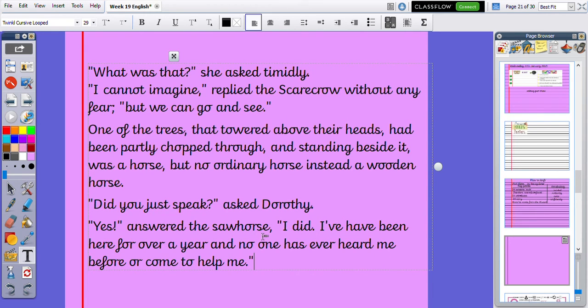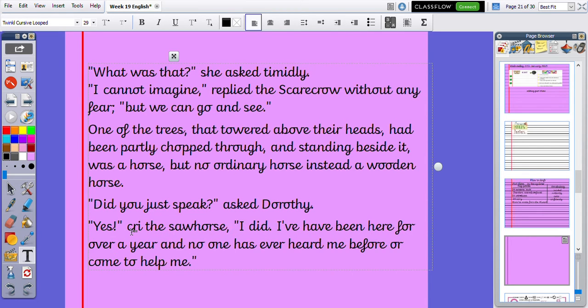We could maybe say that the sawhorse answered he'd be happy about it, wouldn't he? So we could try and get something like that in there. Yes, he could possibly cry, cried the sawhorse. So he's not tearfully crying, he's, yes, I did. So he's quite happily crying it, isn't he?